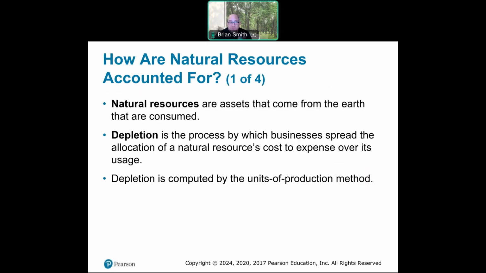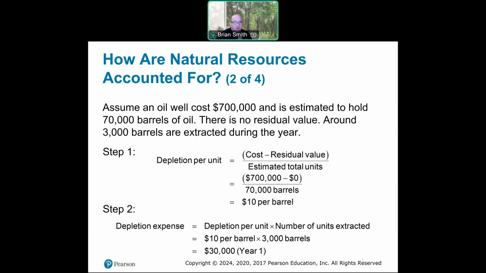Accounting for natural resources. The bottom line is, if you know how to do the units of production method, you know how to do this. Instead of depreciation per unit, we're looking for depletion per unit. Everything has changed from depreciation to depletion. We don't depreciate stuff, we're just depleting it. We're taking it out of the ground. We're getting barrels of oil or pounds or tons of gold or silver or whatever.